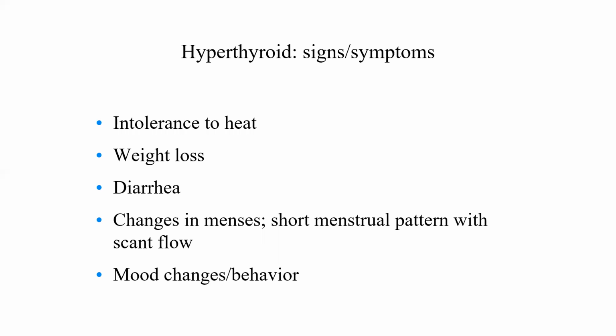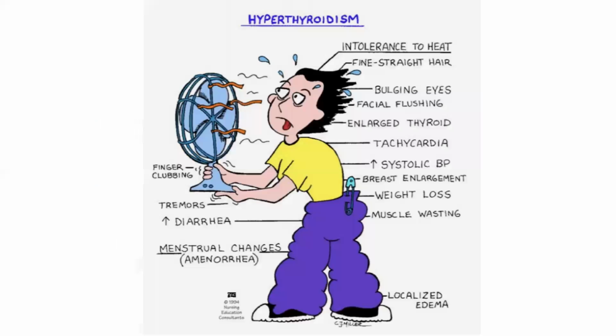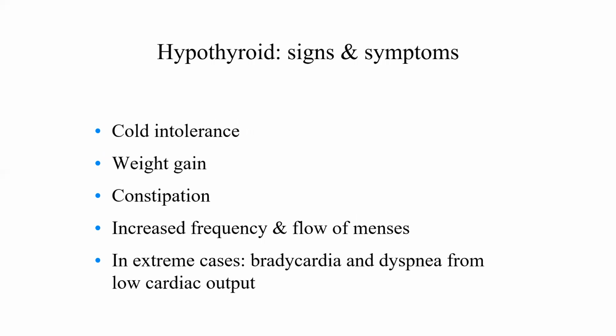Again, another thing we talked about today was the comparison of hyper versus hypothyroidism. So we have heat intolerance, weight loss, diarrhea, change in menses, mood changes in behavior for hyperthyroidism. I did include this nice little picture here versus hypothyroidism, that cold intolerance, weight gain, constipation, increased frequency and flow of menses. Some extreme cases, you might see some bradycardia and dyspnea.